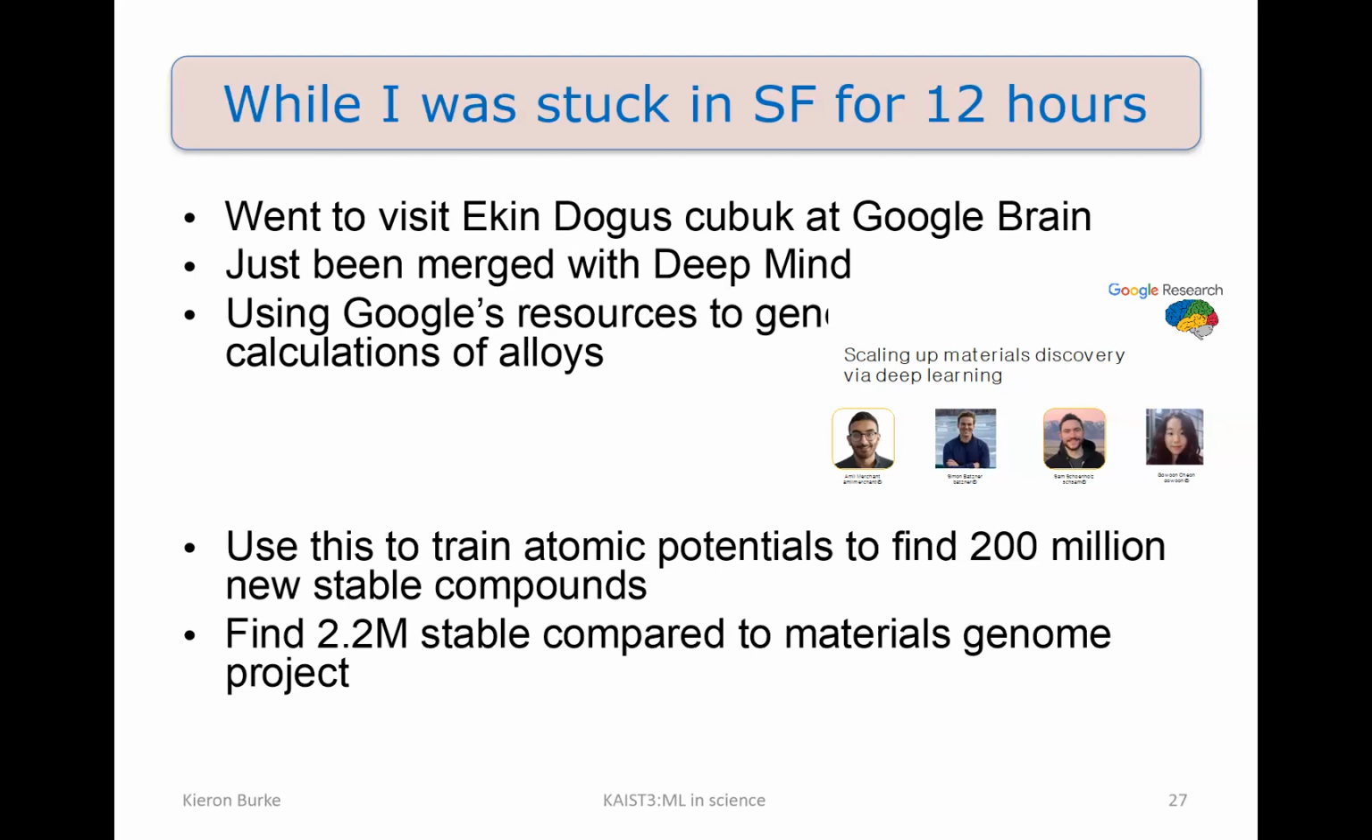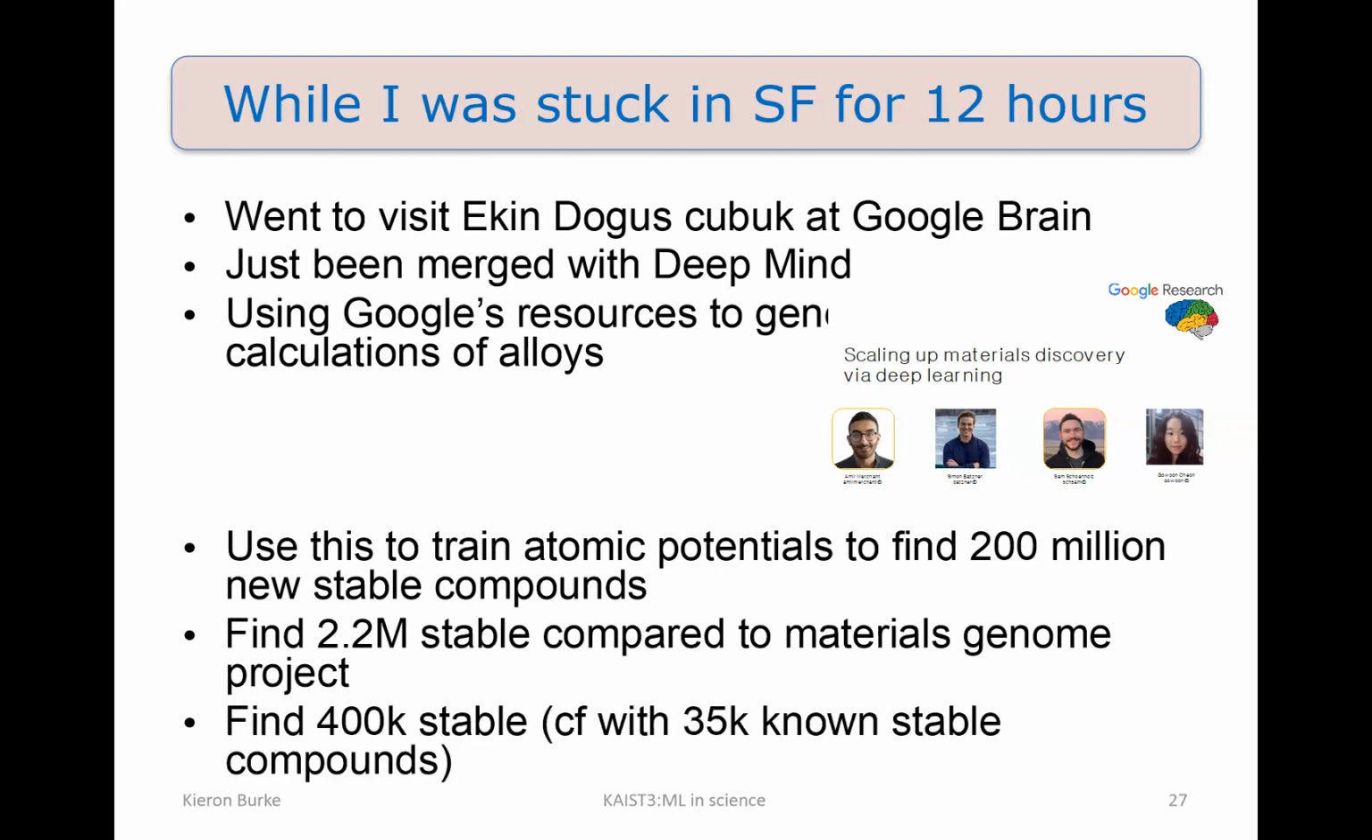2.2 million of them are stable compared to the ones found in the materials genome project. And those guys have looked at about 100,000 or something. So they found 2.2 million that they've kind of missed in the materials genome project. 400,000 of them are stable. And there are 35,000 known stable compounds that have been synthesized by humanity since the start of time. 35,000. These guys have found more than 10 times that number, right?